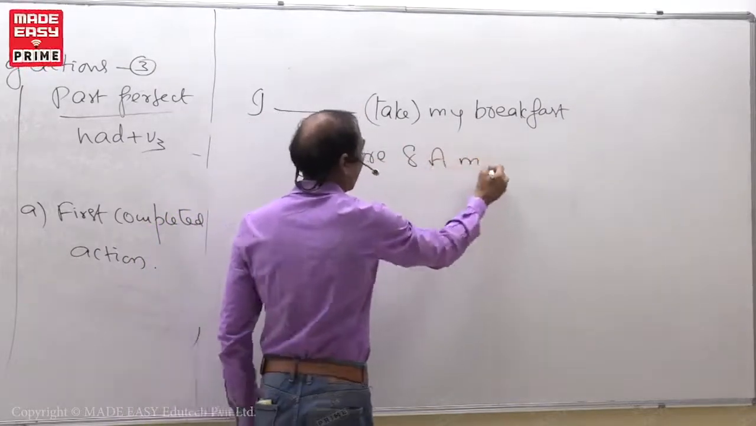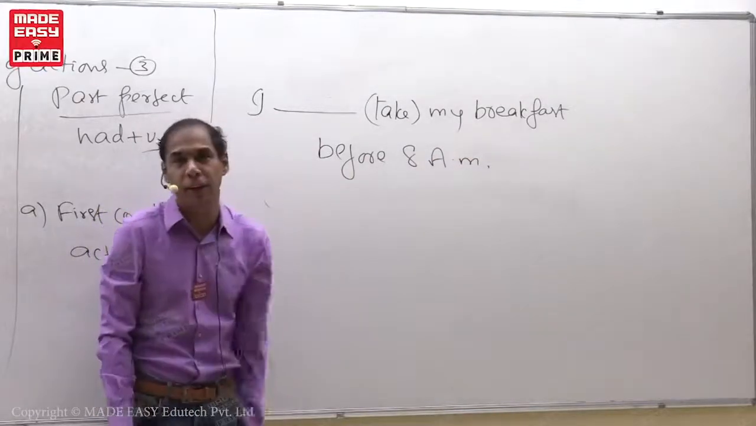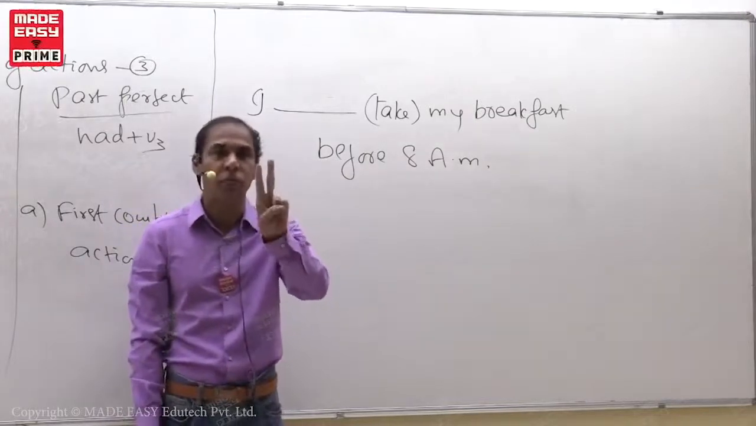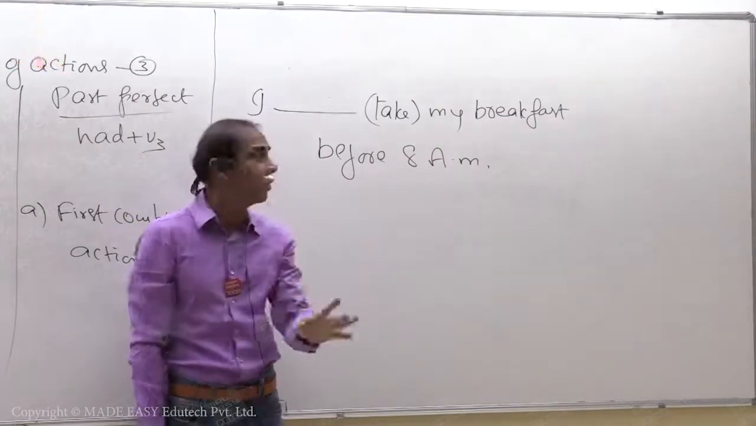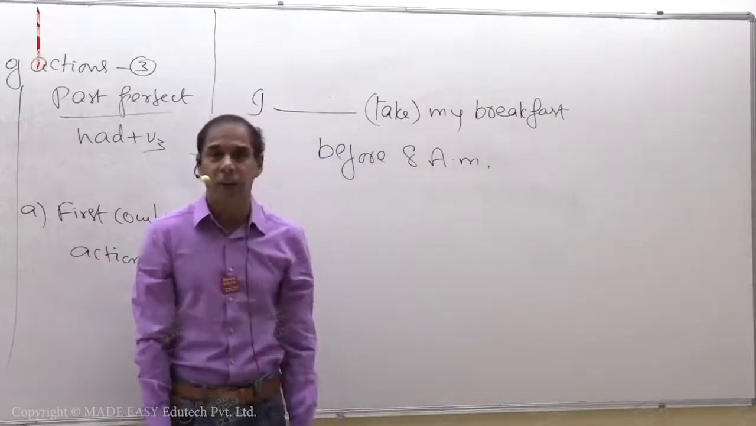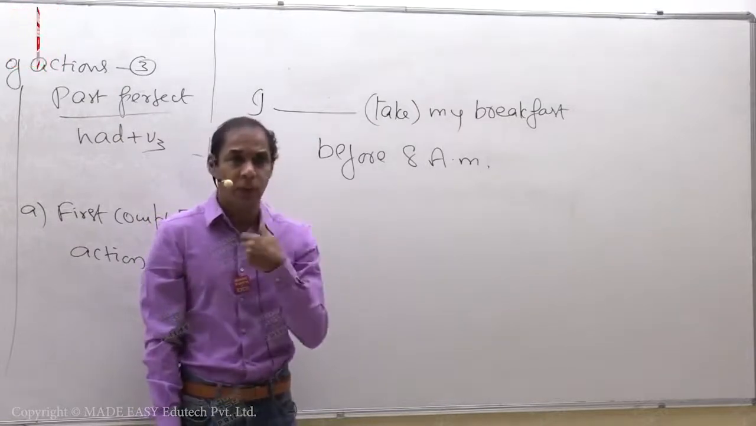Before 8 a.m. See, not yet. Before 8 a.m. Before means there are two actions. Always you observe. Before means there are two actions. See, I take my breakfast before 8 a.m. Here also we have two actions. Okay, two actions we can find.